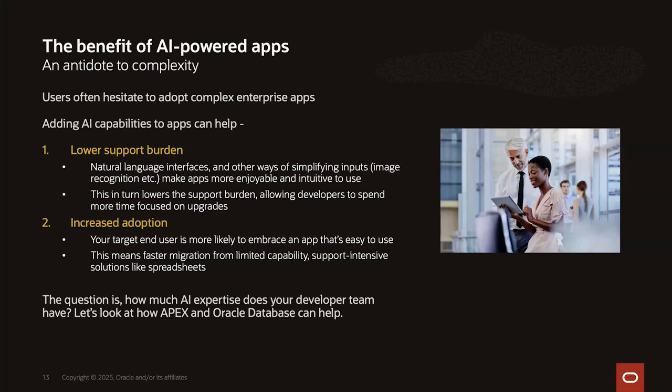First, it makes the apps more intuitive. Think natural language interfaces or smart defaults. This can help reduce the amount of support tickets, shorten training time, and help teams focus on improving apps instead of maintaining them. And it also makes your apps easier to use, so people will be more likely to use them. And instead of sticking with spreadsheets or outdated tools, they're more open to adopting the new system. And the great part is you don't have to be an AI expert to start adding these features into Apex.